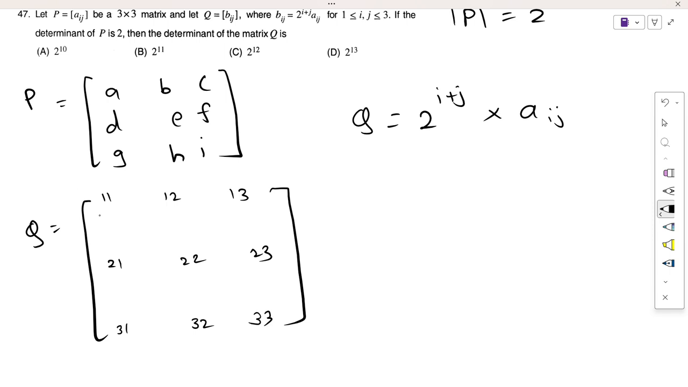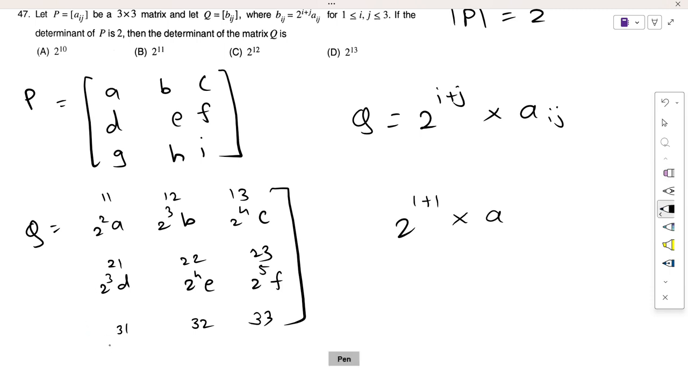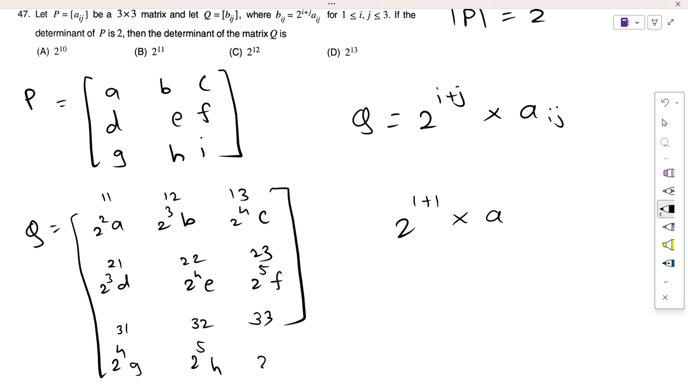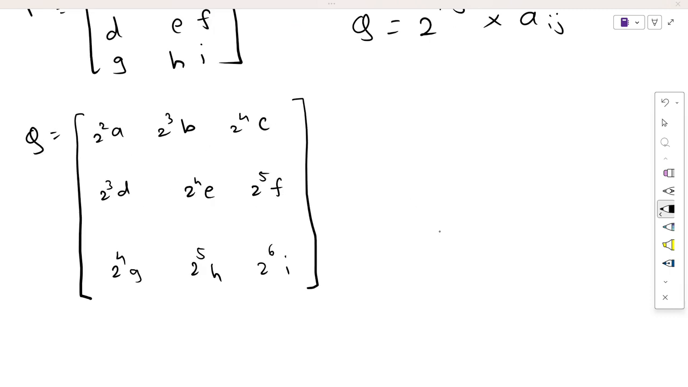Now it is easy to write. So the first entry will be 2 raised to 1 plus 1 times A. So this is 2 square times A. This is 1 plus 2. So 2 cube times B. This is 2 raised to 4 times C. Similarly, this will be 2 cube times D, 2 raised to 4 times E, 2 raised to 5 times F. And the last entries will be 2 raised to 4 times G, 2 raised to 5 times H, and 2 raised to 6 times I. So this is matrix Q.